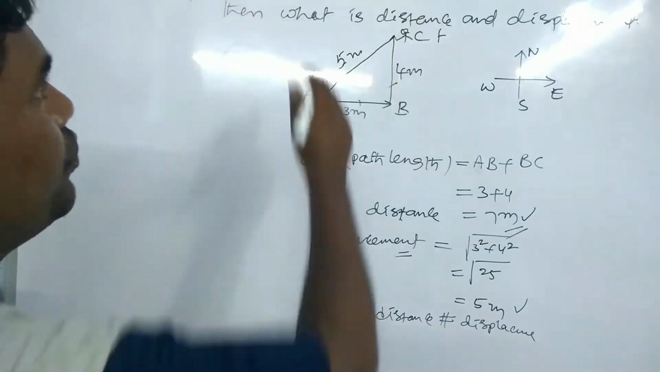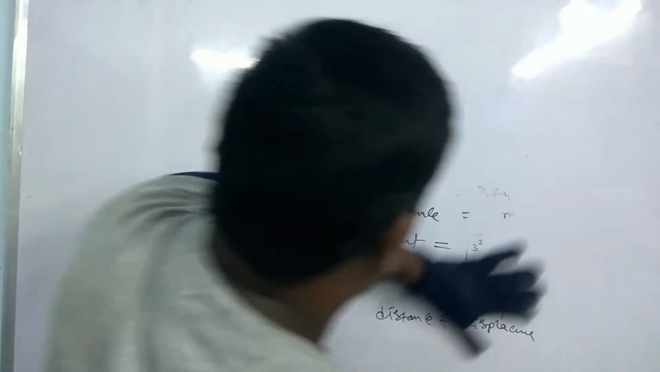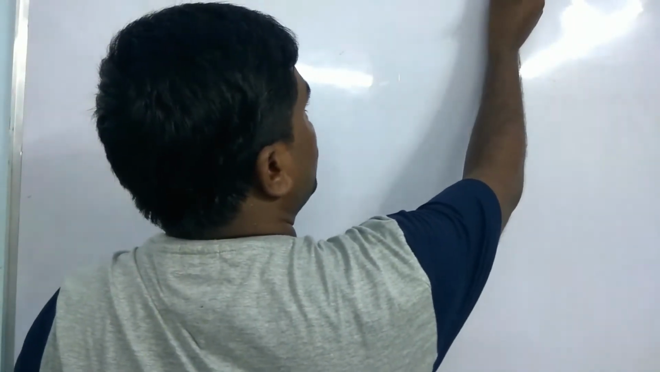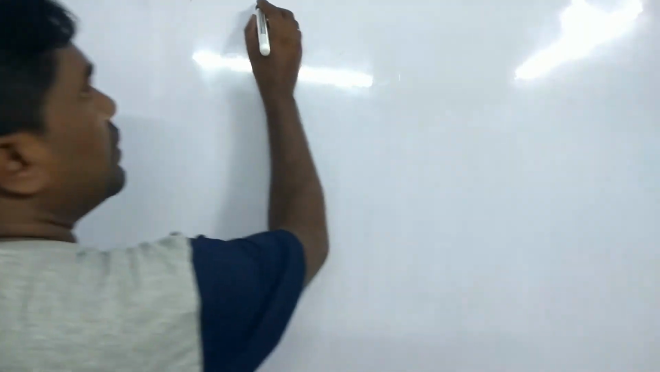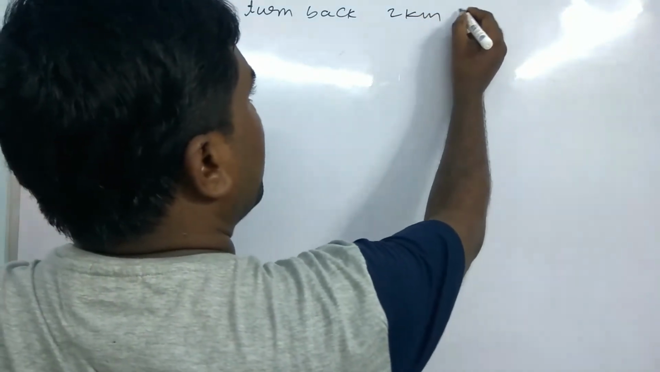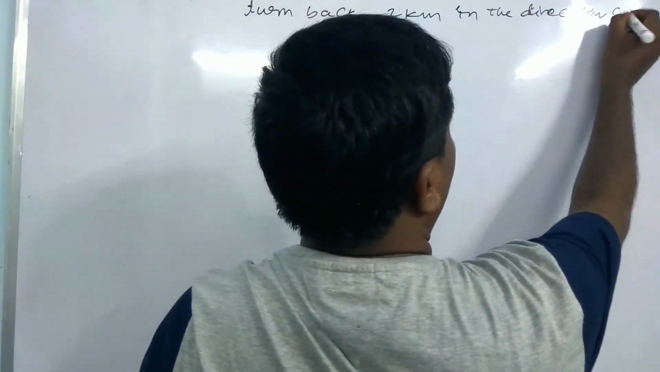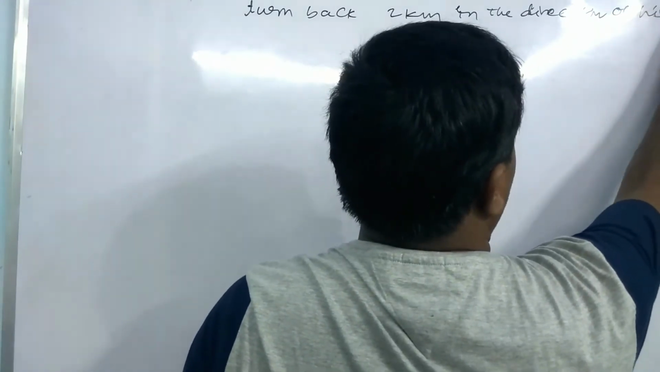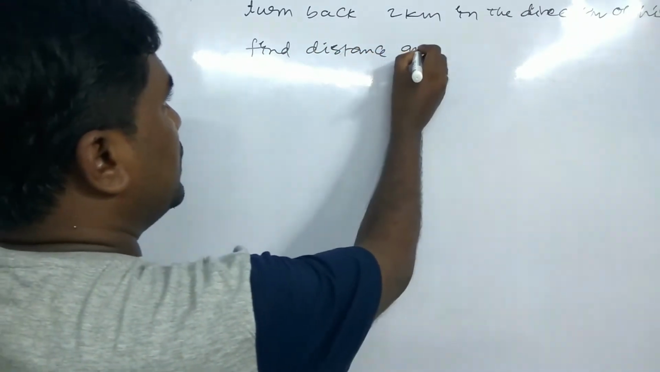So similarly, if a man can walk 4 kilometers to the market and turn back 2 km in the direction of his home, find distance and displacement.